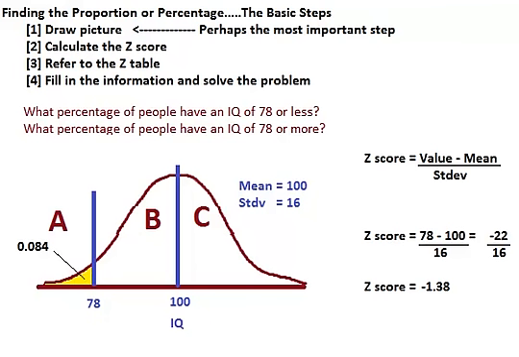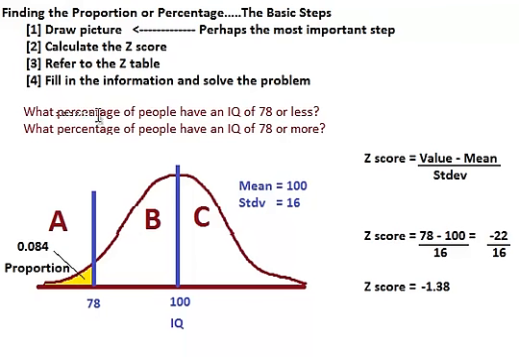Now that 0.084 is a proportion. That is a value that ranges between 0, meaning no one, all the way up to 1, meaning everyone. 0.5 would be half. So our proportion of 0.084, that's a small proportion of the overall group that has an IQ of 78 or less.